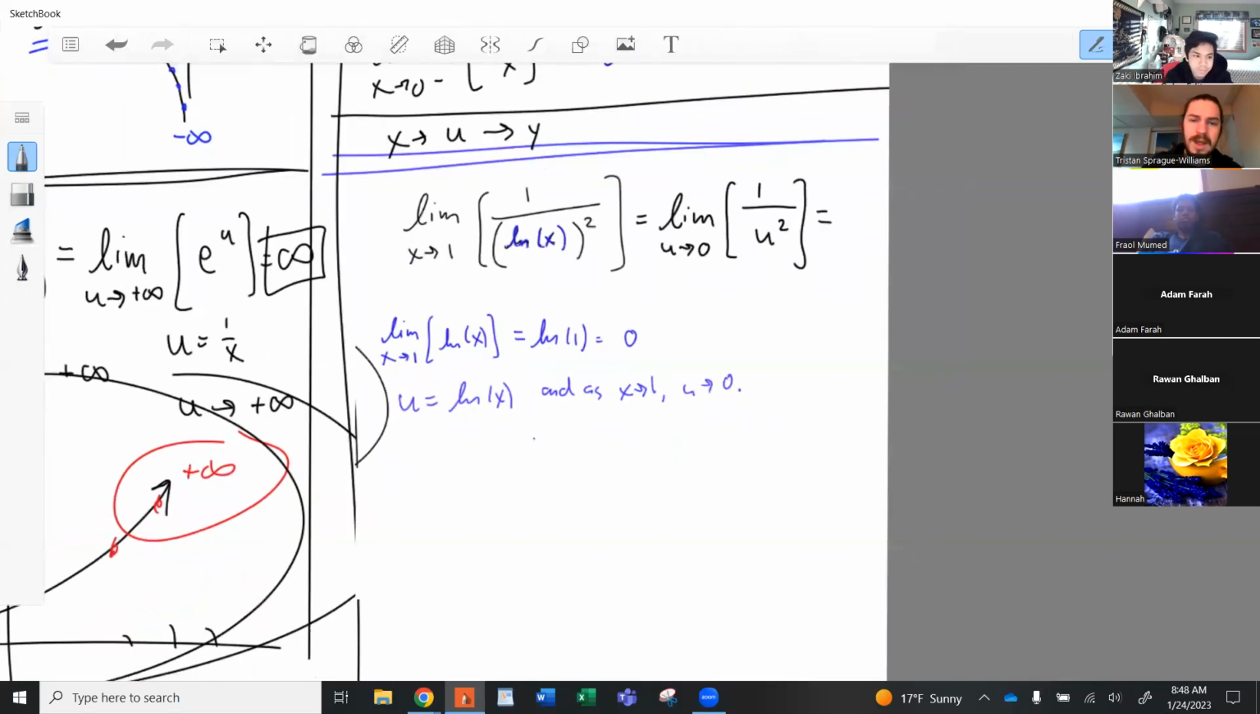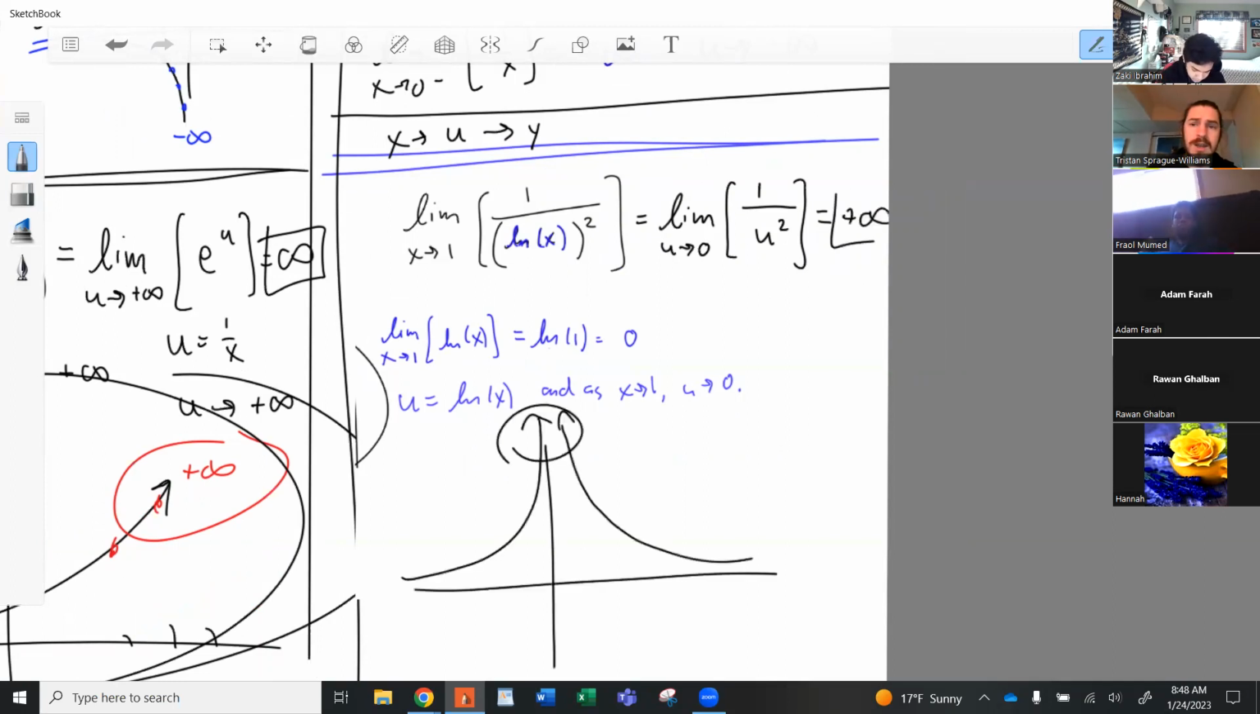Again, it helps to know the graph. 1 over x squared looks like this. And so here we have from both sides going up towards positive infinity.